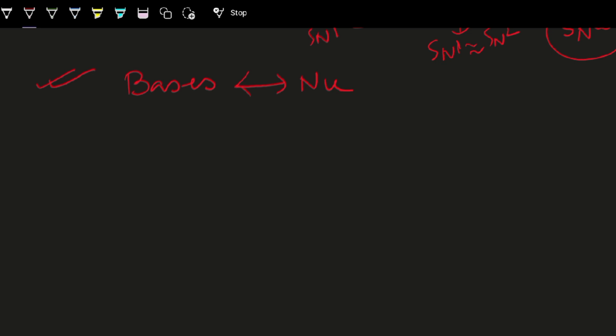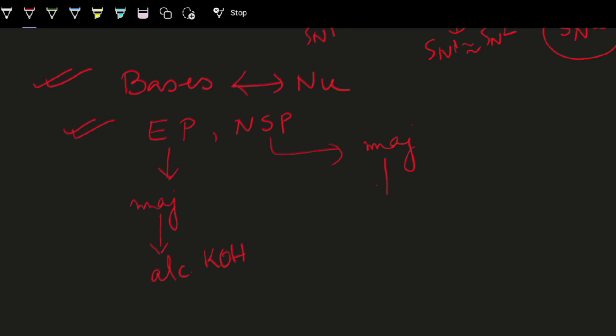The next thing is, wherever we have elimination, we also have nucleophilic substitution taking place. So the elimination product and the nucleophilic substituted product are both getting formed. Now it depends on the medium whether the elimination product or the substitution product will be the major product. For the elimination product to be major, alcoholic KOH is a favorable medium. For the nucleophilic substitution product to be major, aqueous KOH is more favorable.